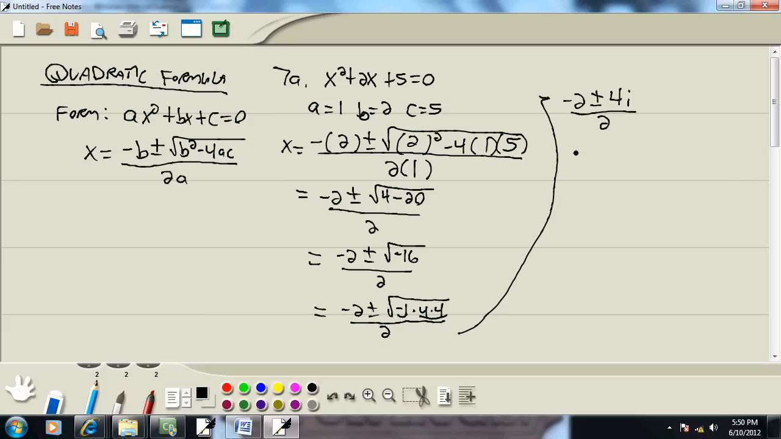Now, since we have an i, we want to split it apart into the real part. So I'll put the negative 2 over 2, and the imaginary part separate. So I'll put the 4 over 2 with an i to the side. Now negative 2 over 2 is negative 1, and 4 over 2 gives us 2 with an i. And that would be our answer.